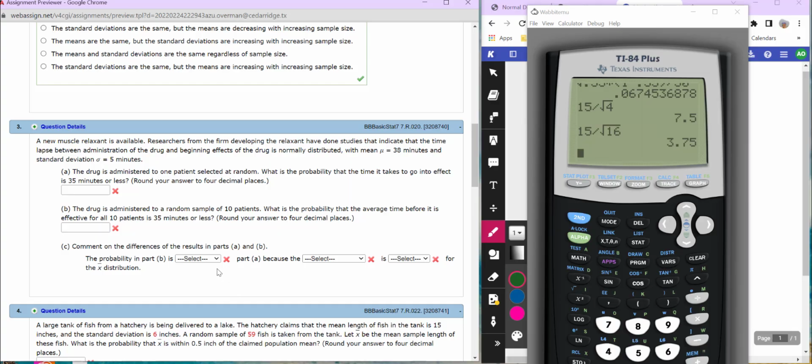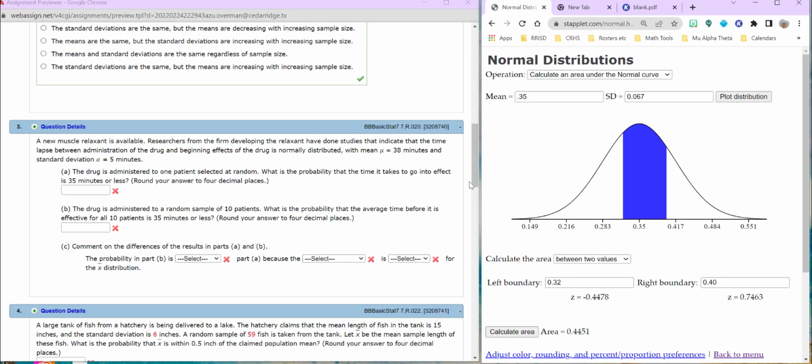A new one. So this is probably a lot like one of your questions you might get on your test. A new muscle relaxant is available. Researchers from the firm developing the relaxant have done studies that indicate that the time lapse between administration of the drug and beginning effects of the drug is normally distributed with mean mu equals 38 minutes and standard deviation sigma equals 5 minutes. So we're going to administer to one patient randomly. All right, so that means we're going to go to your normal distribution. Our mean is 38 minutes, and our standard deviation is 5 minutes.